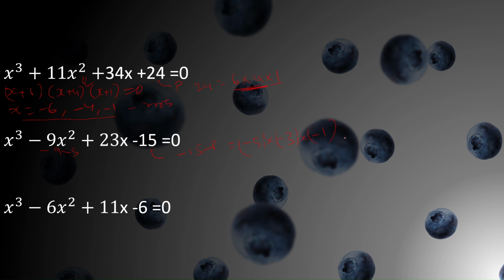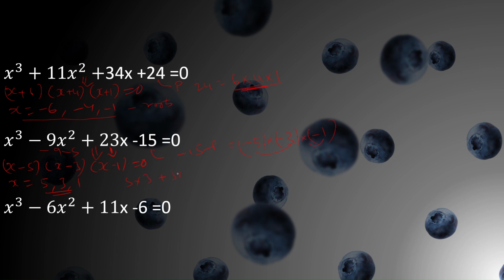5 times 3 is 15, 15 times 1 is 15, and this is negative. Three negatives will finally make a negative only. So the product is okay. So what about the sum? Minus 5 and minus 3, minus 8, and minus 1, minus 9. So it's also satisfying. Then simply write, nothing to worry. We can write this as x minus 5, x minus 3, and x minus 1 is equal to 0. We can blindly write like this, and then our roots will be 5, 3, and 1. These are the three roots.